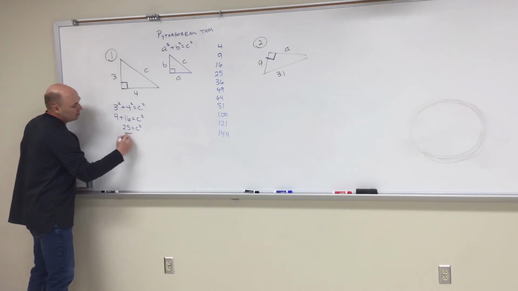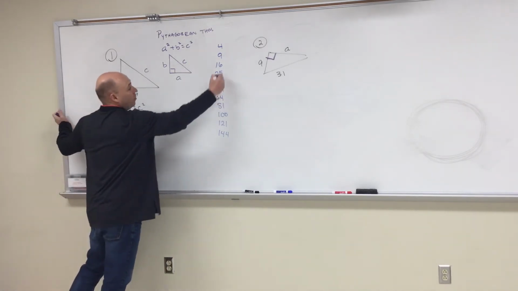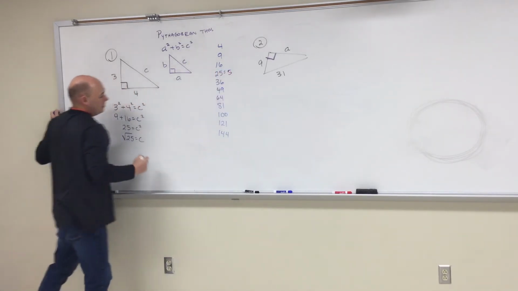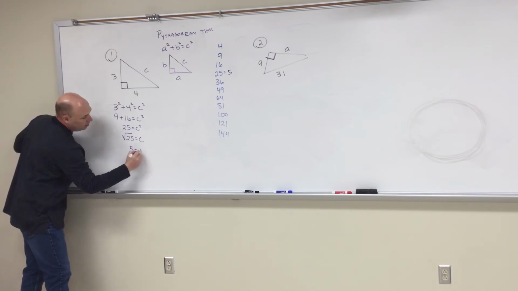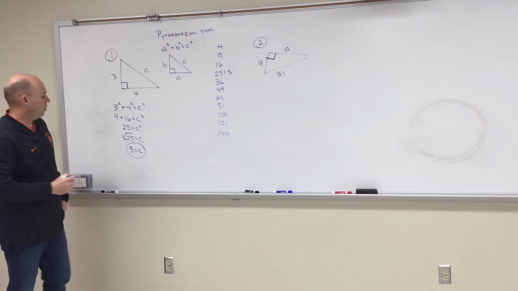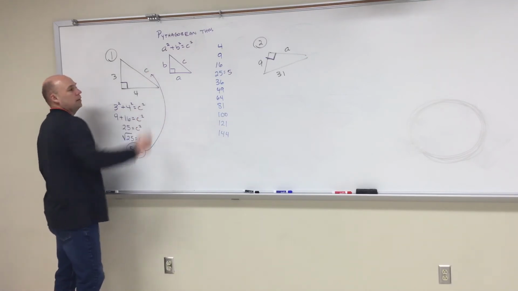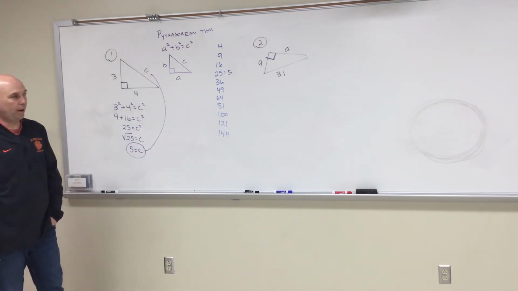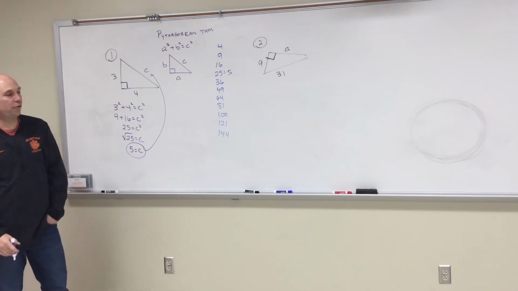Okay, so I'm going to take the square root of 25. And is 25 one of my numbers on the list? Yep. 25 equals 5 when you take the square root of it. So my answer for c is going to be 5. And I'm finished. That's my answer. So my value for c is 5. Okay? One of the most famous right triangles, 3, 4, 5.